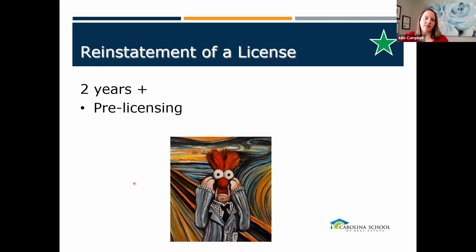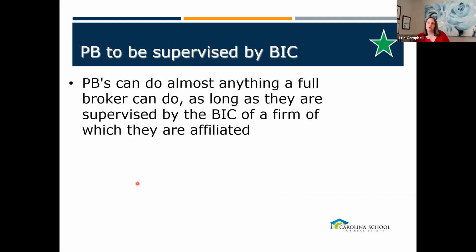Also covered under license law and commission rule is you guys, soon to be you guys. The fact that as a provisional broker, you can't do anything until you're affiliated with a broker in charge. The only way as a PB to activate your license is to be affiliated with a firm with a broker in charge. Please understand, I think this is a problem topic. Once you're affiliated, your license is active.